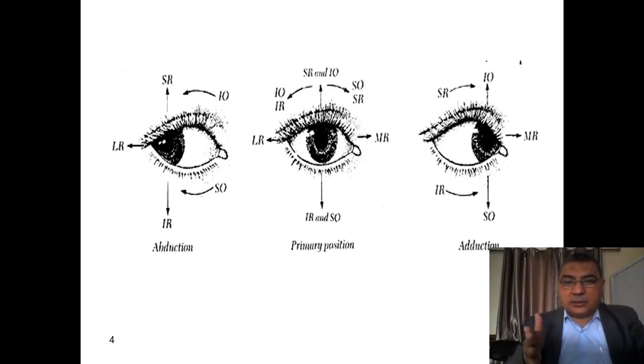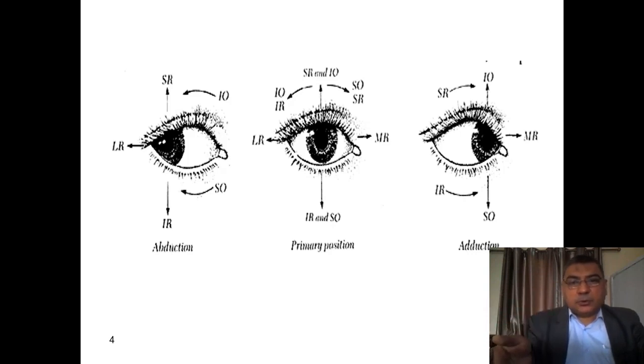We have the medial rectus. It produces adduction, the movement of the globe toward the nose, abduction by the lateral rectus. These are two horizontal recti, medial rectus and lateral rectus. We have superior rectus that produces elevation and intorsion and adduction. It is the main elevator if the eye is in the abducted position.